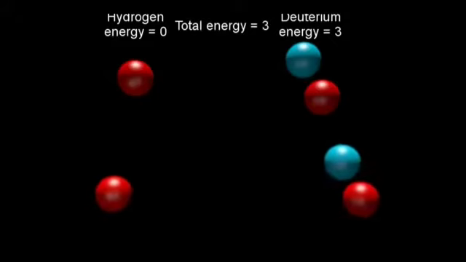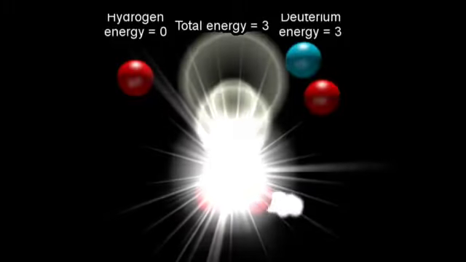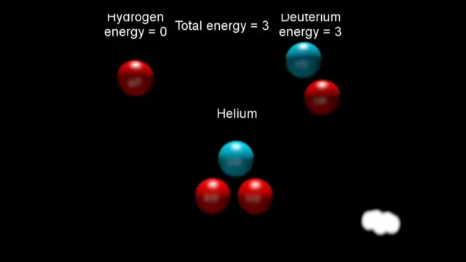When the sun fuses these two atoms together, a new type of atom is produced called helium. As you can see, it has 2 protons and 1 neutron in its nucleus. The energy needed to keep this atom together, though, is only 2. But remember, we started out with an amount of energy 3, and now we're using only 2. So where did the extra energy go?